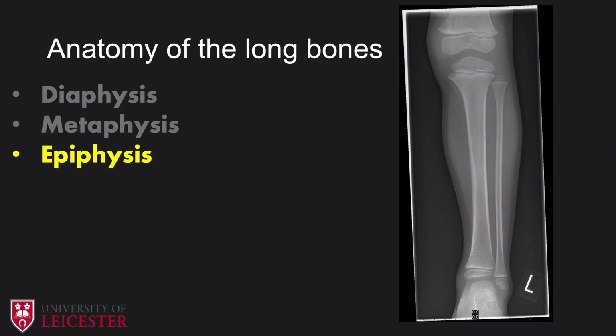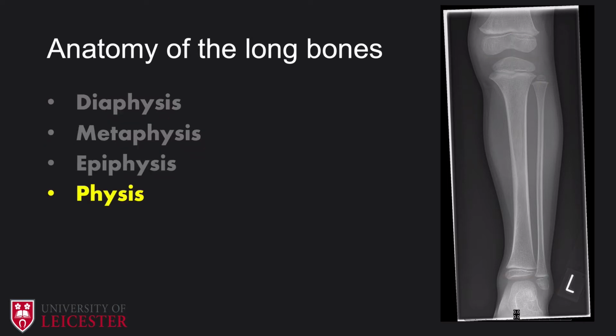The epiphysis is the rounded portion at the end of the long bone and is separated from the metaphysis by the lucent physis. Once the growth plate has fused, the epiphysis and metaphysis are joined together. The physis, which we call the growth plate, is found in the bone, undergoes endochondral ossification, and usually represents a radiolucent line between the metaphysis and epiphysis, as shown.